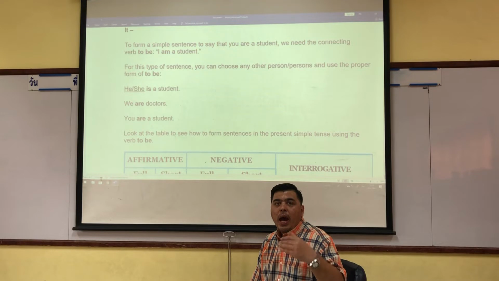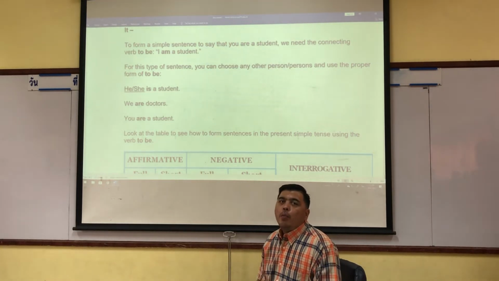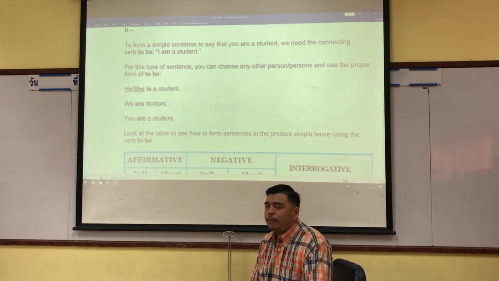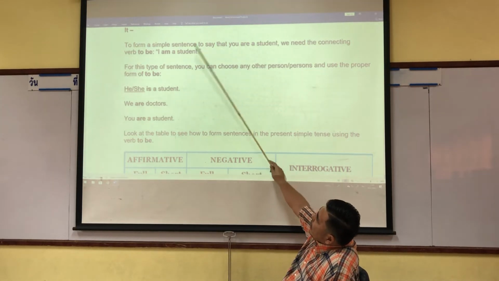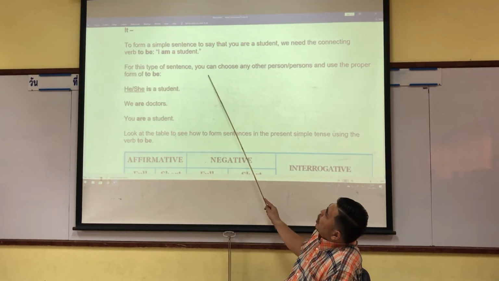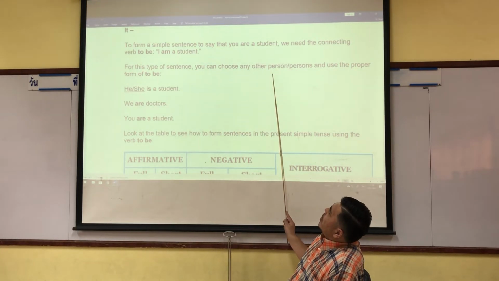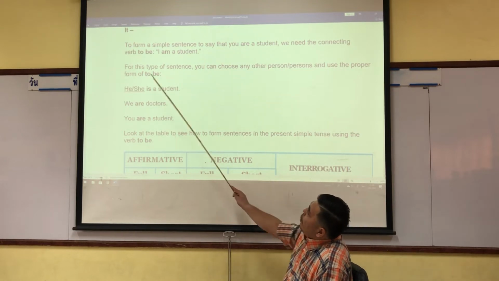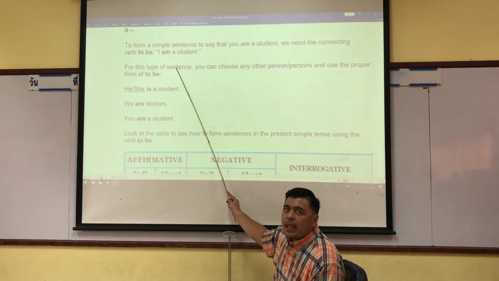I a teacher. Is that okay? No, that's not okay. We must use the verb to be to help the sentence. So, I am a student. Now, for this type of sentence, you can choose any other persons, and use the proper form of to be.